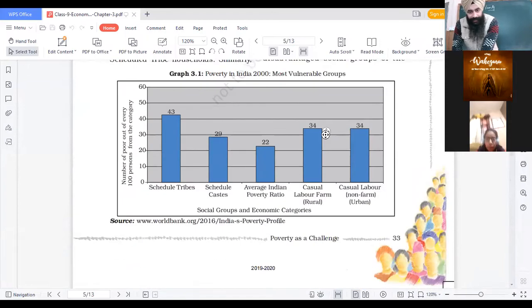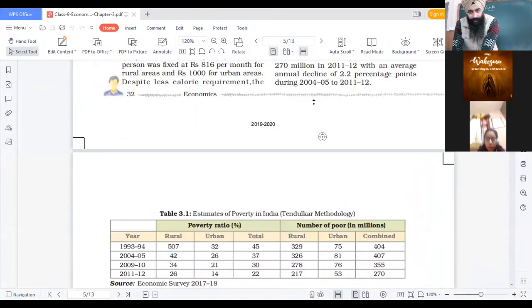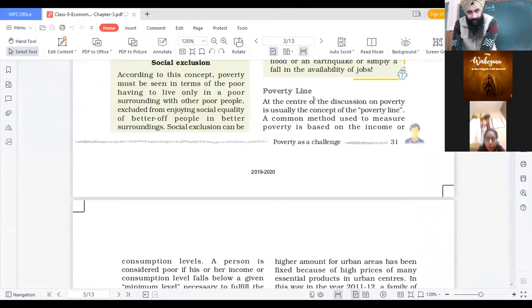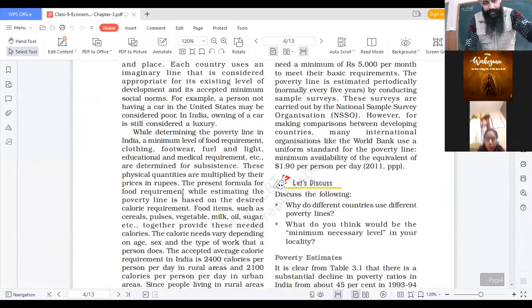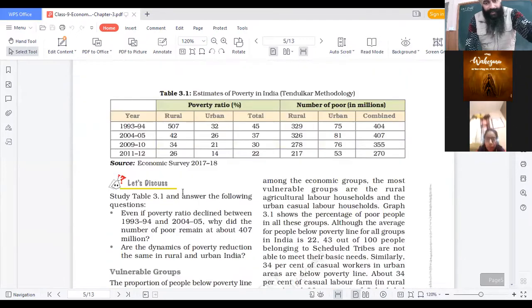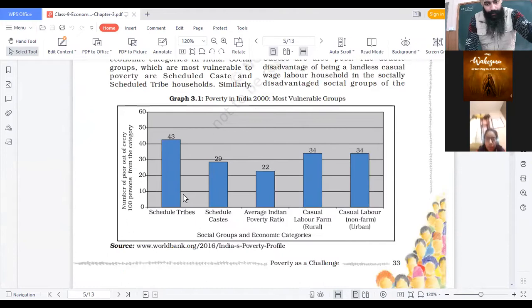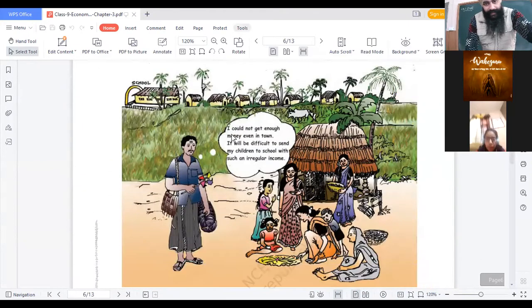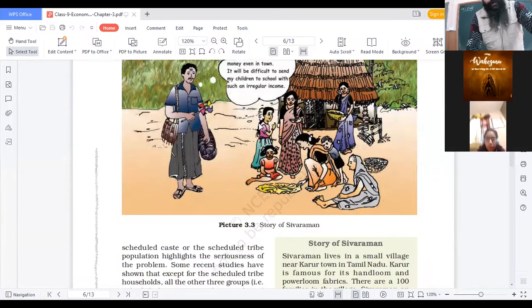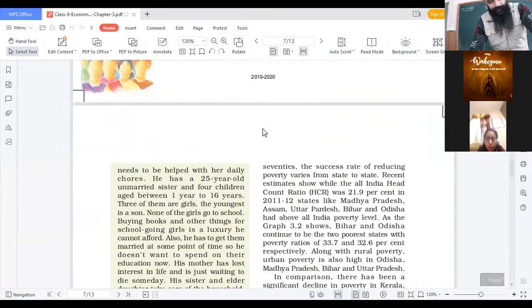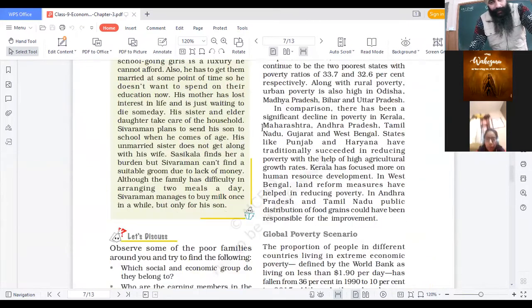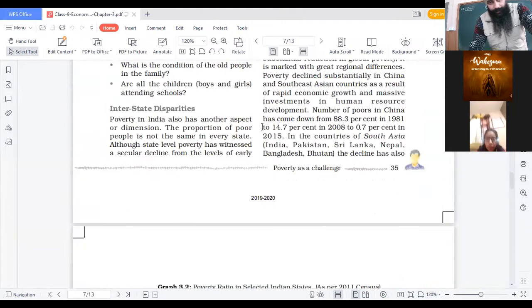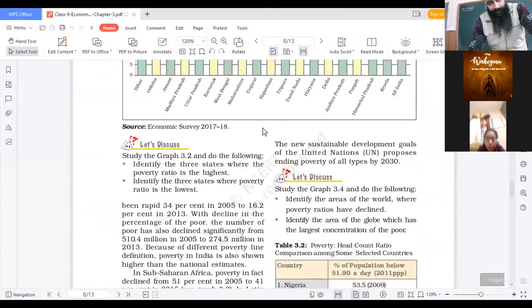Poverty trends in India since 1973. So first of all, you have to write the meaning: poverty is a situation in which a person is unable to complete their basic needs. For the estimation of poverty, we use the poverty line. Those groups which can complete their basic needs are known as above the poverty line, and those sections of the population which are unable to complete their basic necessities are below the poverty line.